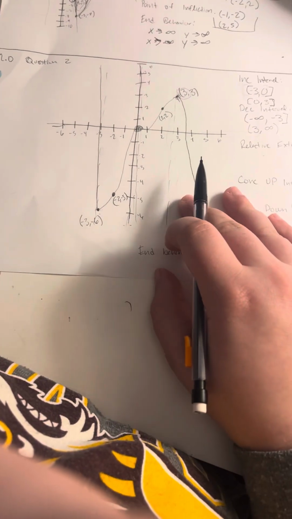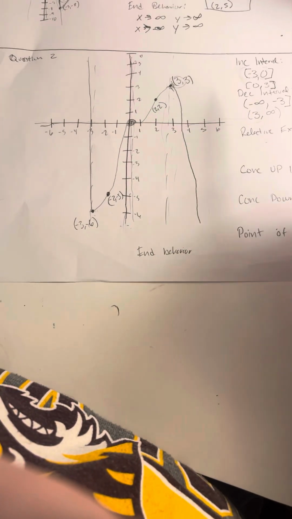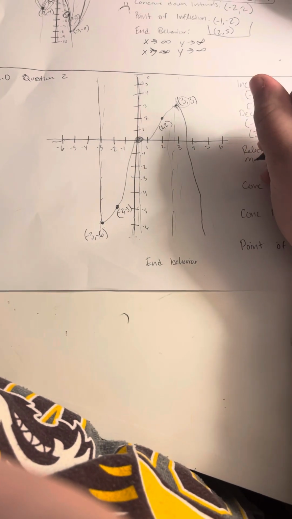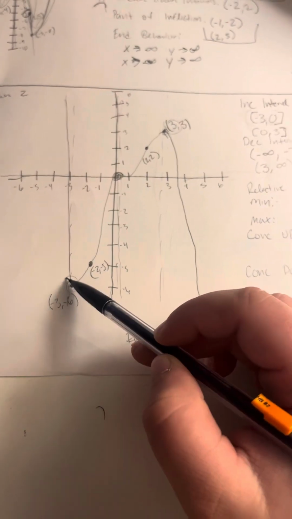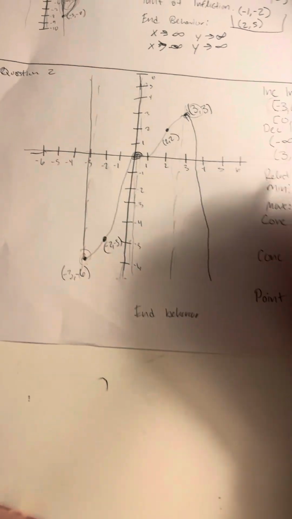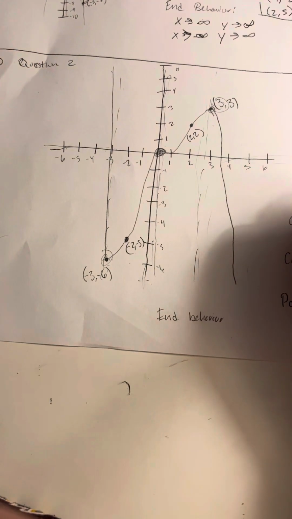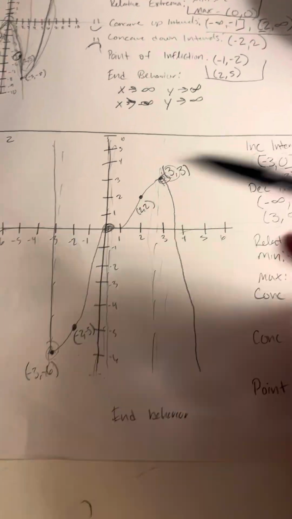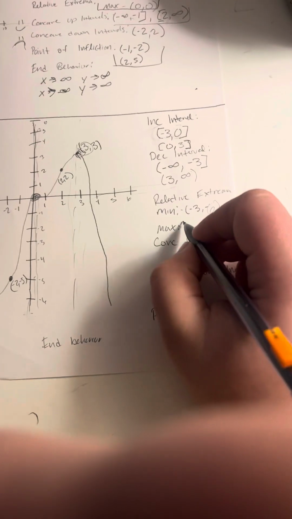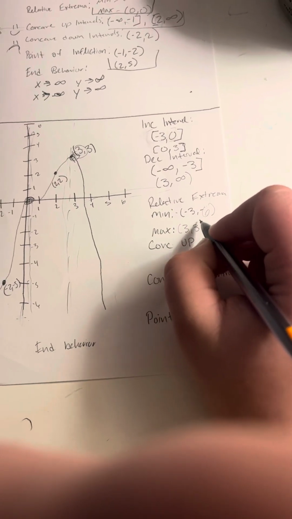Now, we're going to do our relative extrema, and that is, again, the relative minimum and maximum of each graph. So the minimum in this graph is going to be this point, obviously, because it's the lowest. And that's going to be -3, -6. And then our max is going to be this point, because it's the highest relative point. And that's going to be 3, 3.